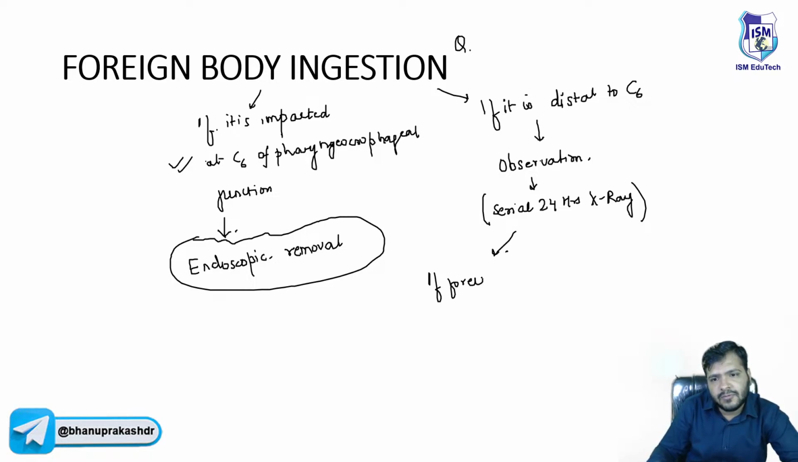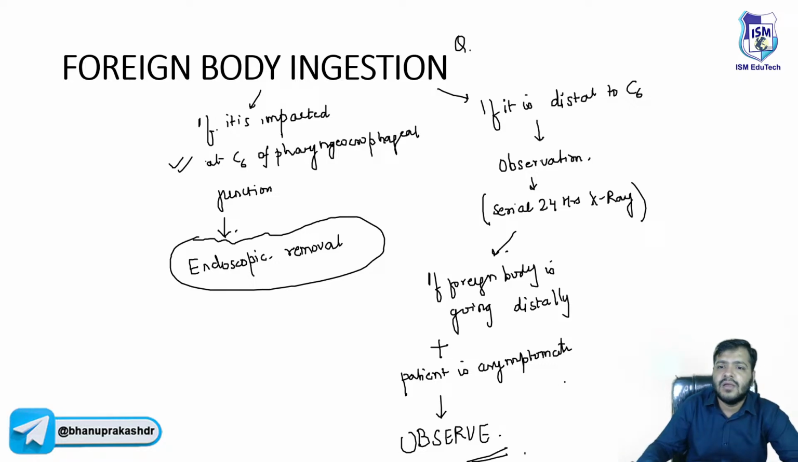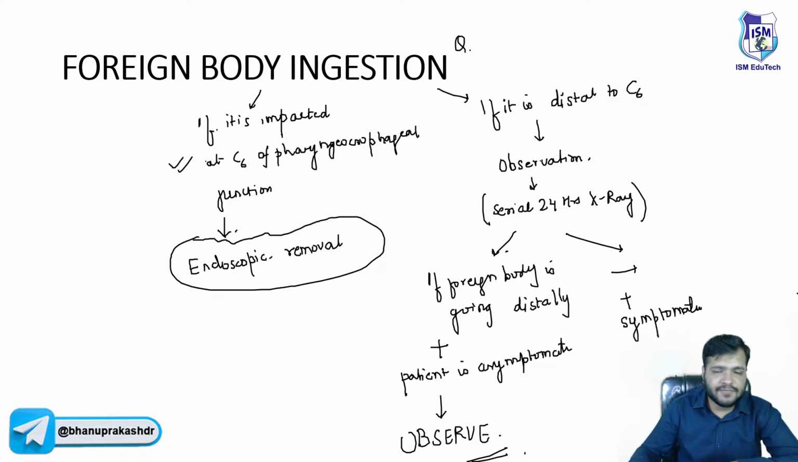Now if the foreign body is going down, if it is going distally, plus the patient is asymptomatic, then you just have to observe. Nothing has to be done. If the foreign body is going distally and the patient is symptomatic, then again, beta, you have to do endoscopic removal.